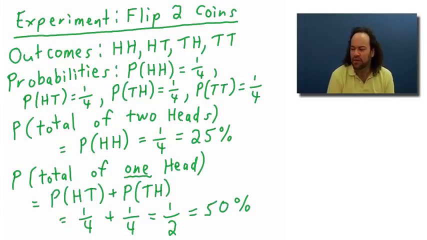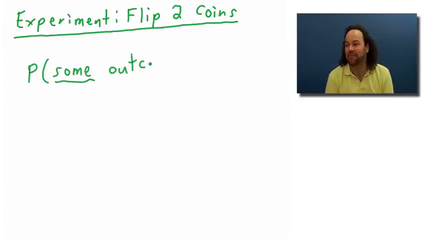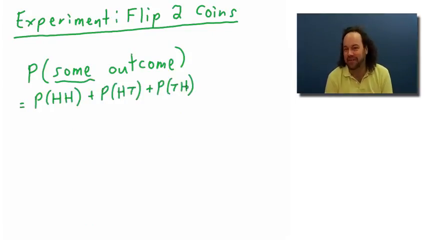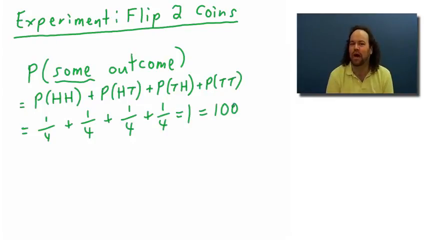Similarly, we can compute other probabilities. For example, the probability of getting some outcome, well, that's the probability of heads heads plus the probability of heads tails plus tails heads plus tails tails, which adds up to 1 or 100%, as of course it must, because we're always going to get some outcome.